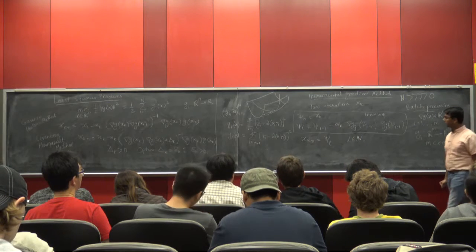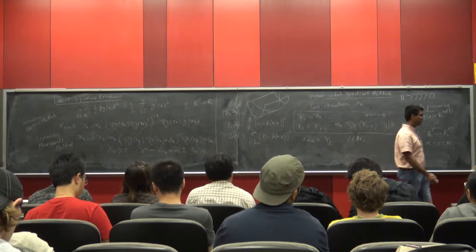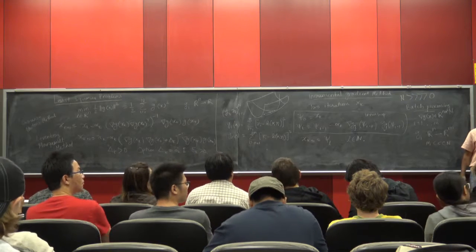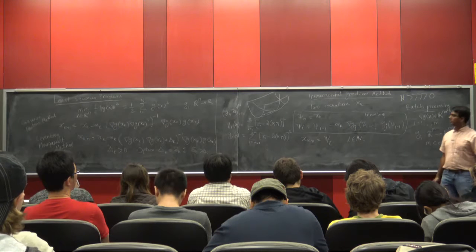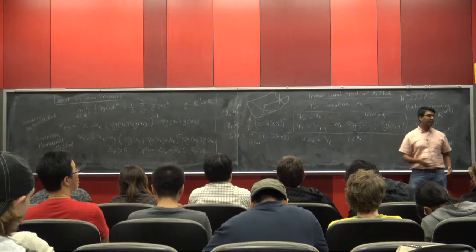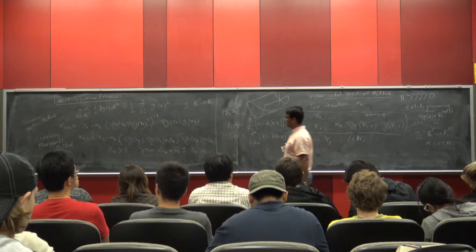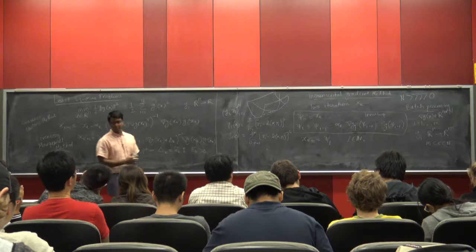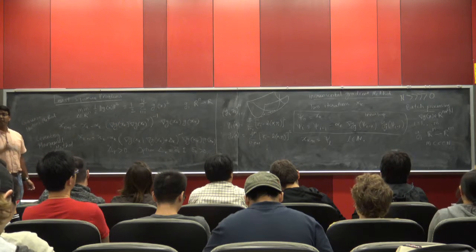That's a good point. How is it related to stochastic gradient descent? I haven't yet talked about stochastic gradient descent, but it's very similar. Yeah, you have mini batch stochastic gradient descent. Okay? So it's similar to that. Okay, any other question? Yeah.